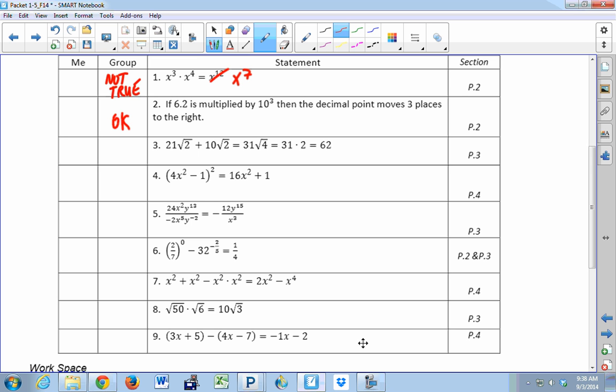Now what about 3? Did everybody say no on this one? You said it was true. And how many people said no, it wasn't true? How many groups? Table 2, table 3, okay. So everybody else said it wasn't true. And it is not true.